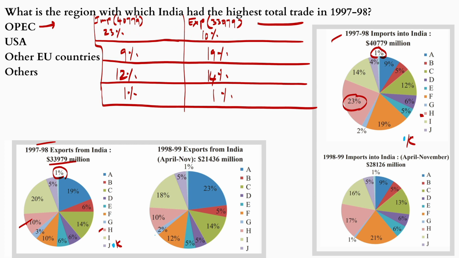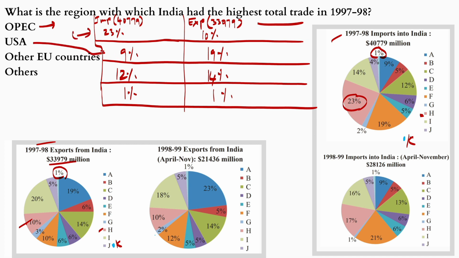So if we calculate 23% of this value, 40,779, and 10% of 33,979, and if we move on calculating all the values, it's very time consuming and not at all recommended. So instead of doing that, we can think logically. See, 23% of this, so which value is bigger, 40,000 or 33,000? 40,000, right? So 23% of 40,000 plus 10% of 33,000, or let's say 34,000. This is a bigger value when compared to the second case, USA.